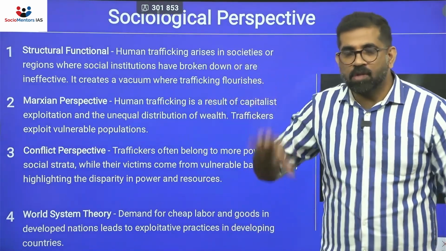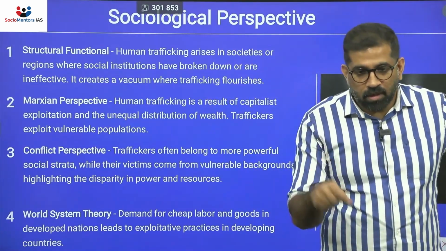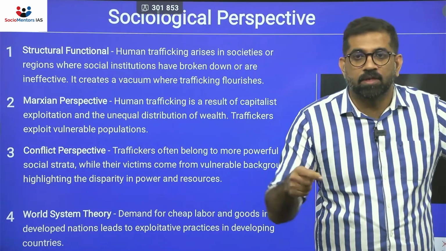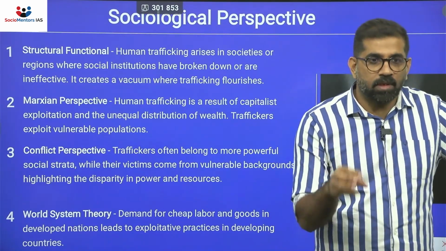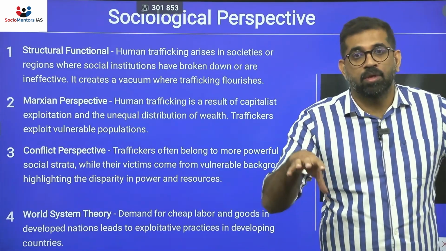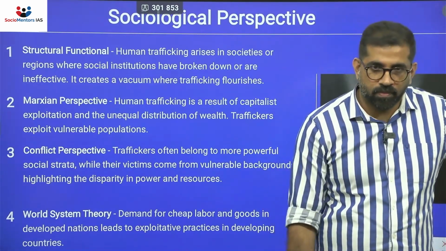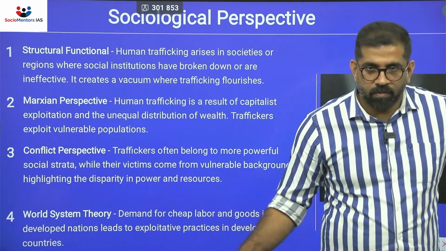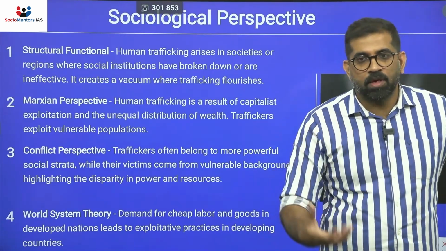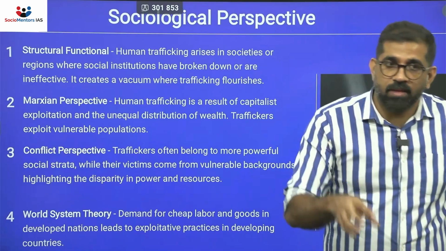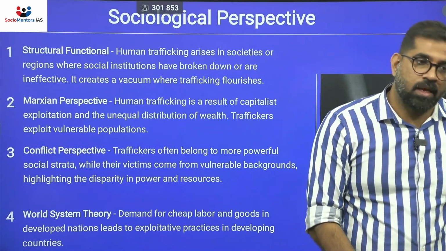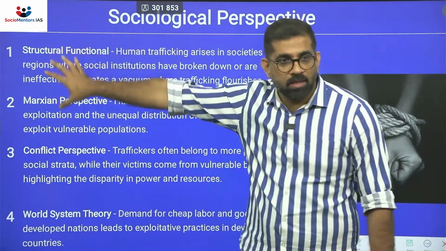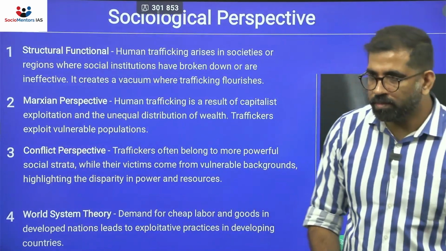So here, from a structural functional perspective, these trafficking issues are mostly seen in those societies where their social institutions are not functioning effectively. For example, trafficking instances are high among those populations who are affected by certain kinds of conflicts. Women from conflict-ridden areas are trafficked for sex work. So that means those people who are subject to human trafficking are part of those societies where the social institutions are not functioning effectively. So that can explain the increasing instances of human trafficking from a structural functional perspective. Is it clear? Are you getting the idea?